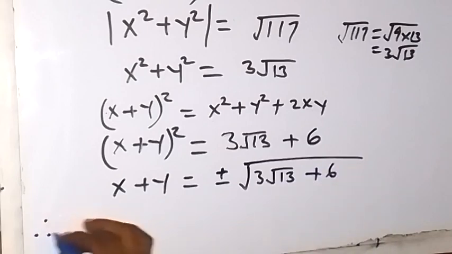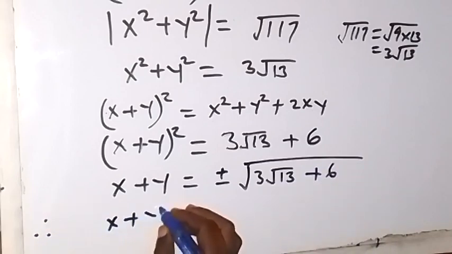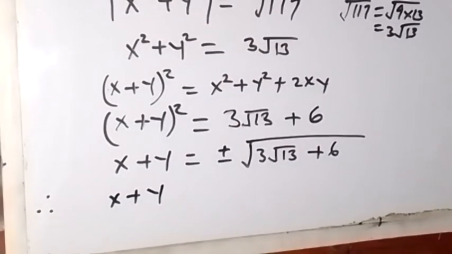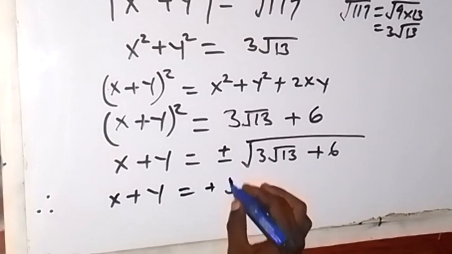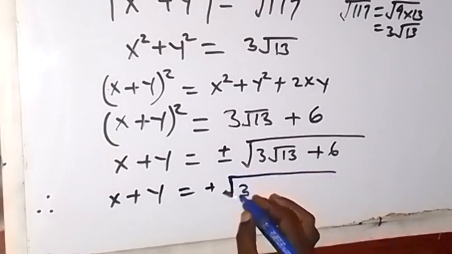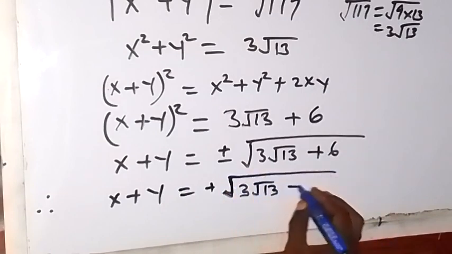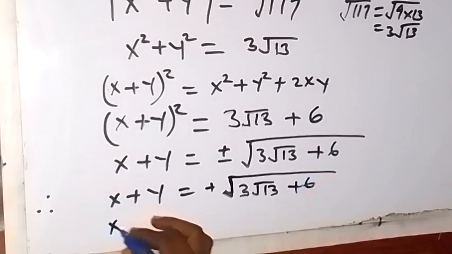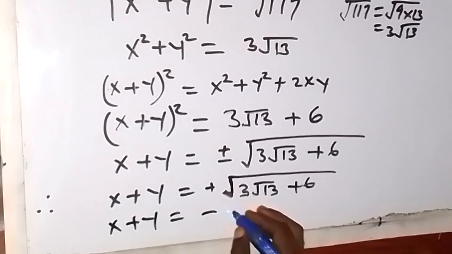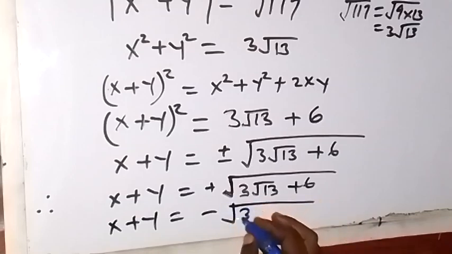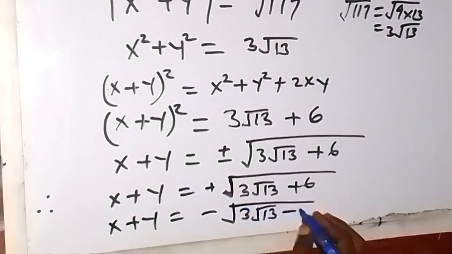So therefore, x plus y will be plus the square root of 3 root 13 plus 6, or x plus y will give us minus the square root of 3 root 13 plus 6. And that is our solution.